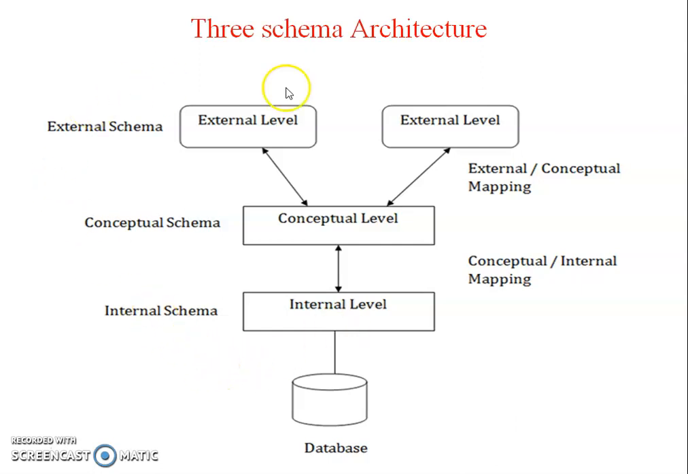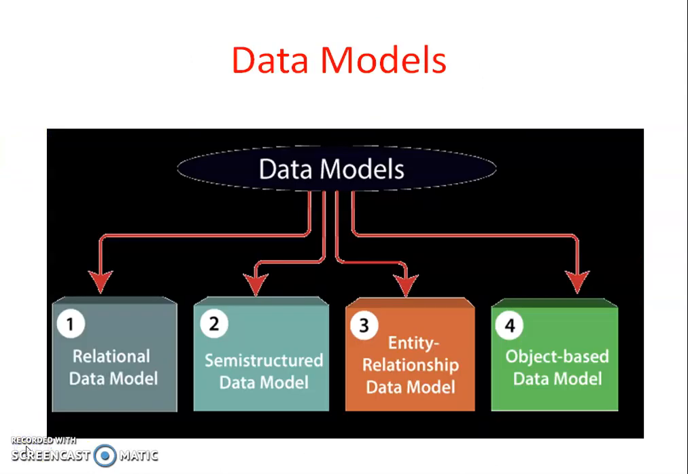Got it? The three-scheme architecture has three main parts: the internal scheme, the conceptual scheme and the external scheme. Now we discuss what a data model is.